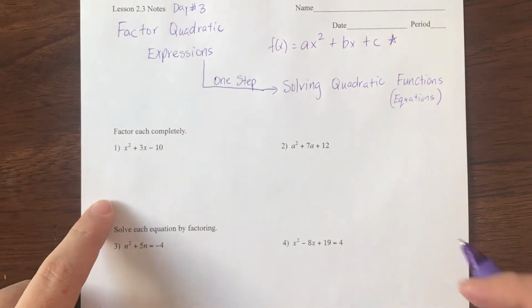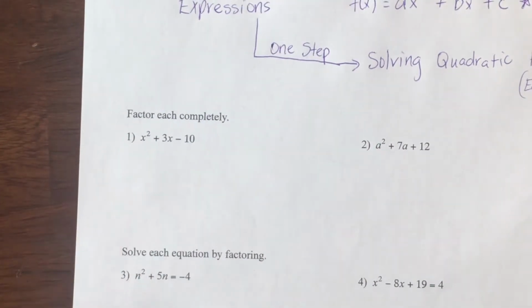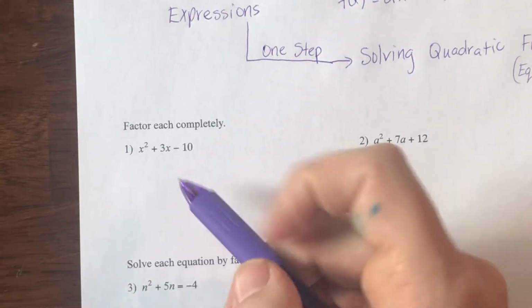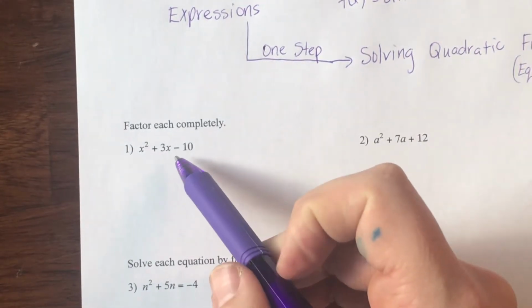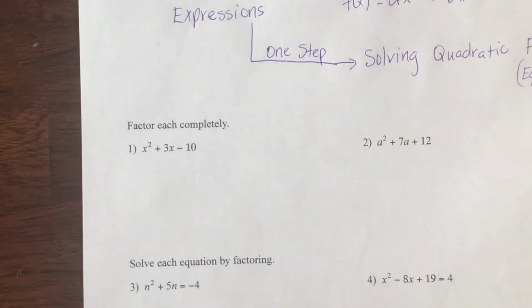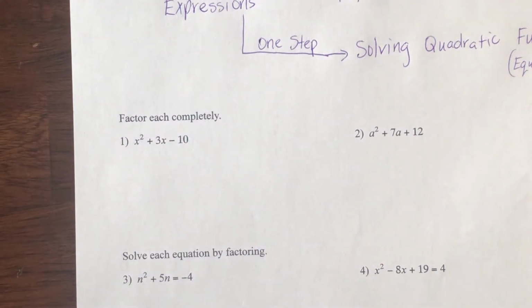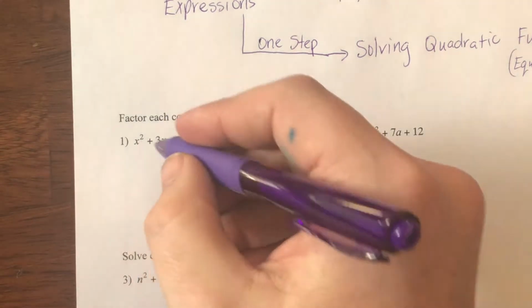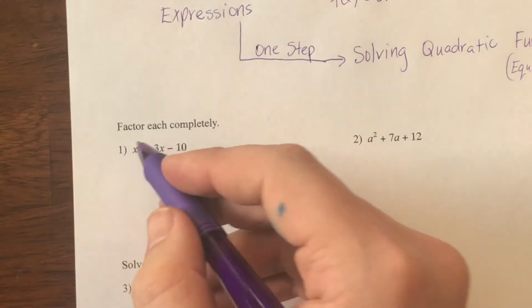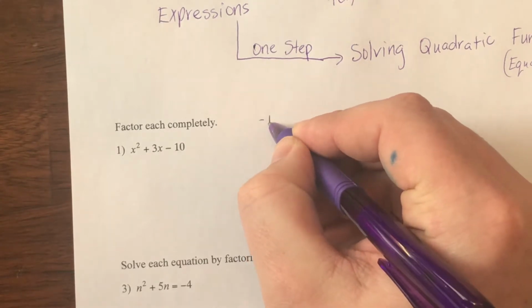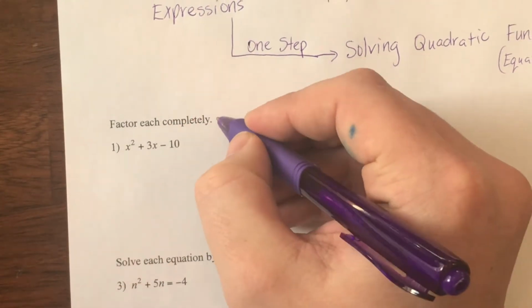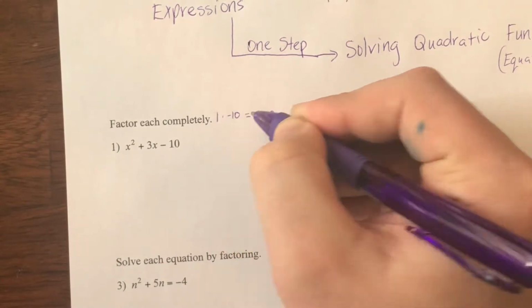Let's take a step back and review our factoring of quadratic expressions. Looking at number 1, there are a couple of different ways to factor this, but one way that I definitely talked with you about was grouping. So you multiply the first term by the last term. 1 times negative 10 is equal to negative 10.